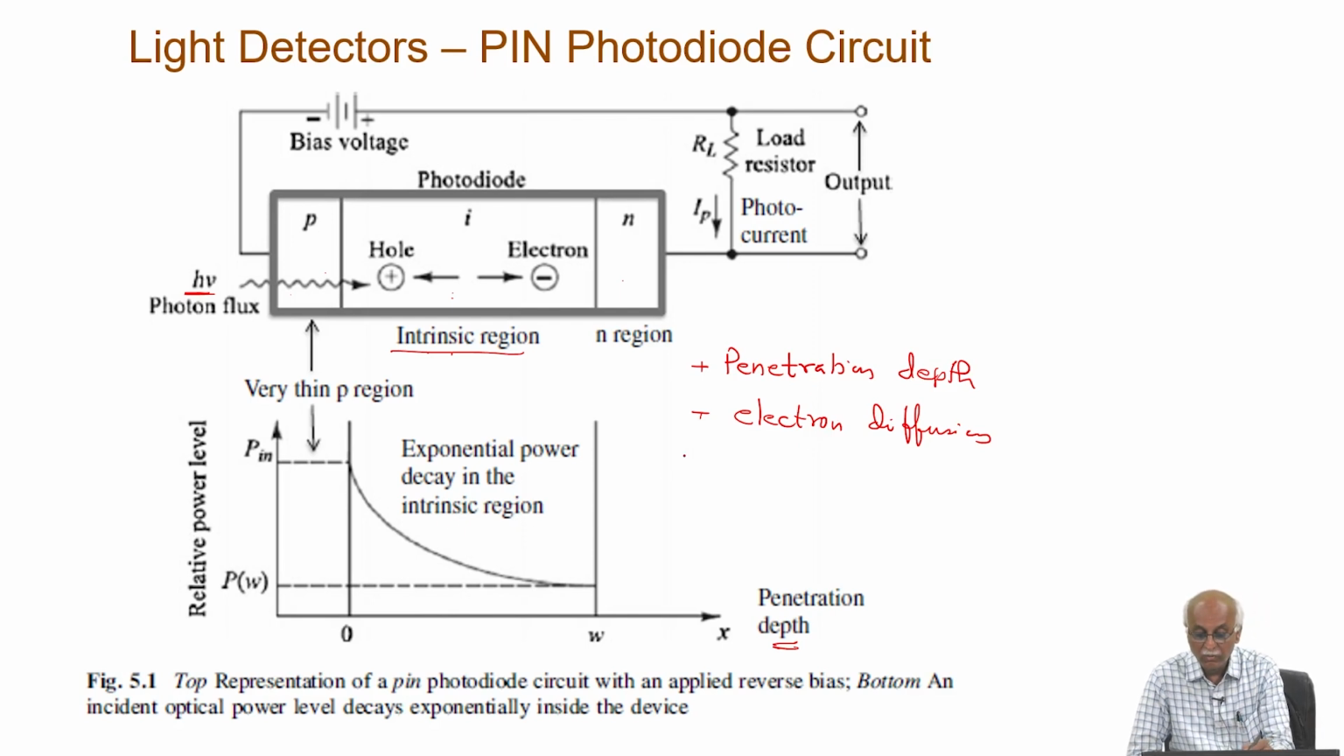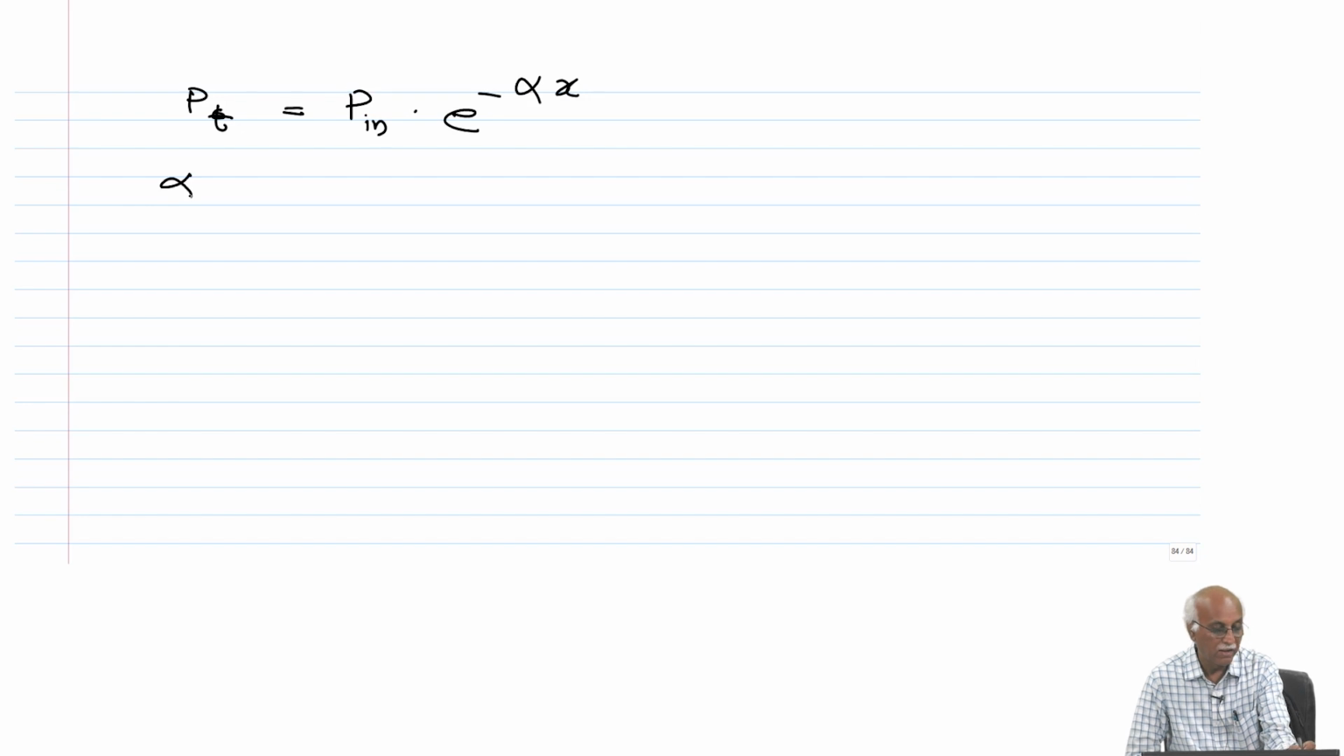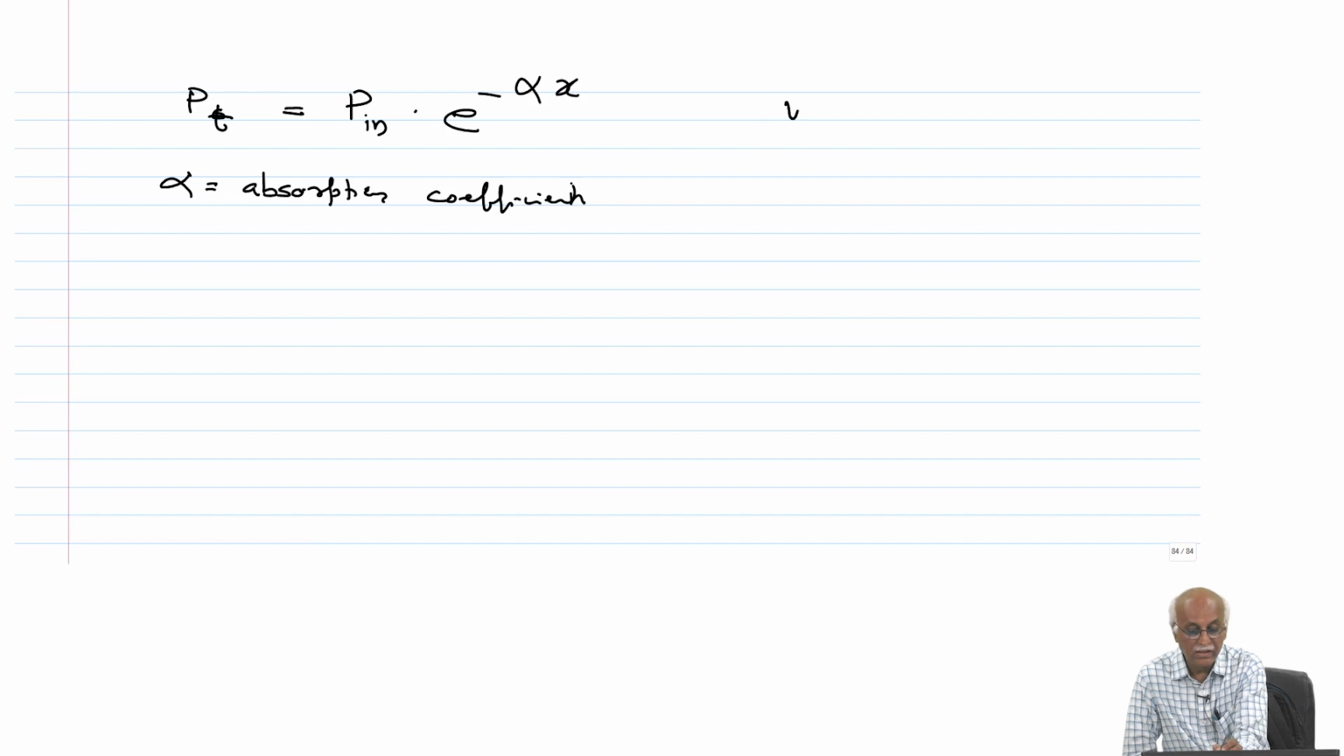How do we determine the penetration depth? As we already know, Beer-Lambert's law: the transmitted output P is P in into exponent of minus alpha x, where alpha is nothing but the absorption coefficient. And let us say we are considering an indium gallium arsenide PIN photodetector.